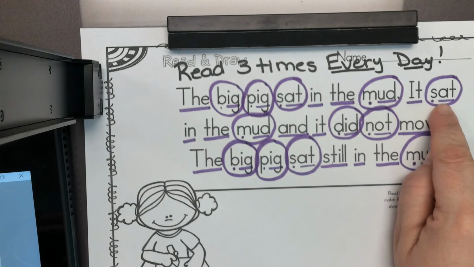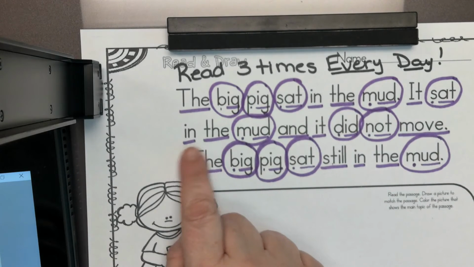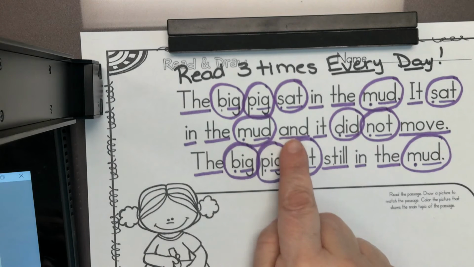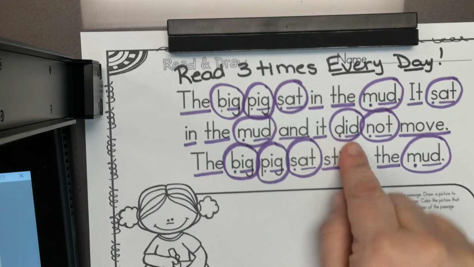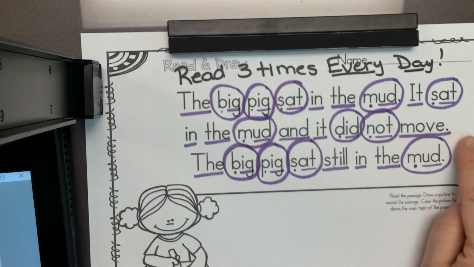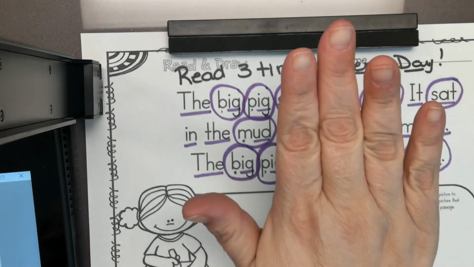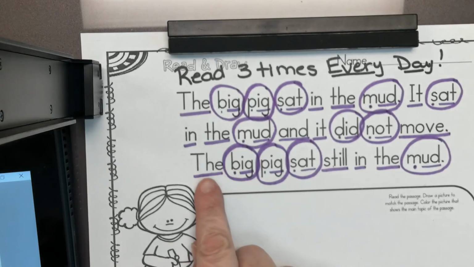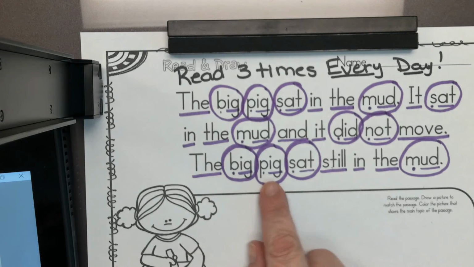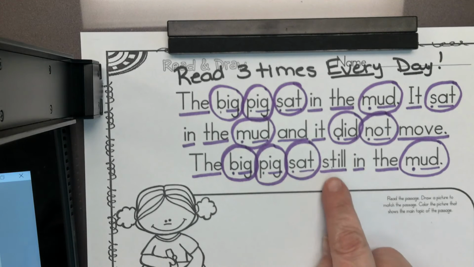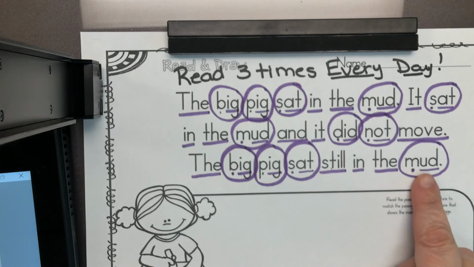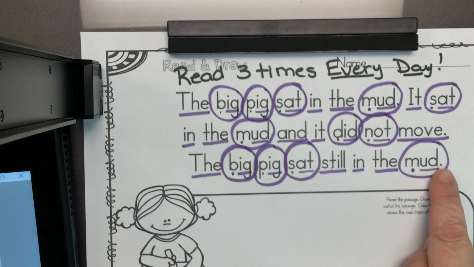It sat in the mud and it did not move. Do you see the period? That means we have to stop. The big pig sat still in the mud. And there's a period.